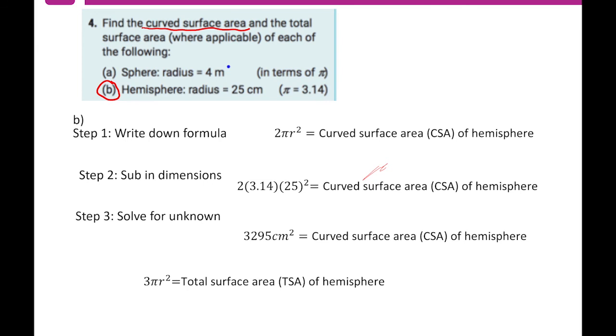From here, substitute in your dimensions. This gives us 3 times 3.14 times 25 squared equals your total surface area. And from here, we multiply our values together to solve for our unknown. That gives us 5,887.5 centimeters squared equals our total surface area. Please pause and take down this example.